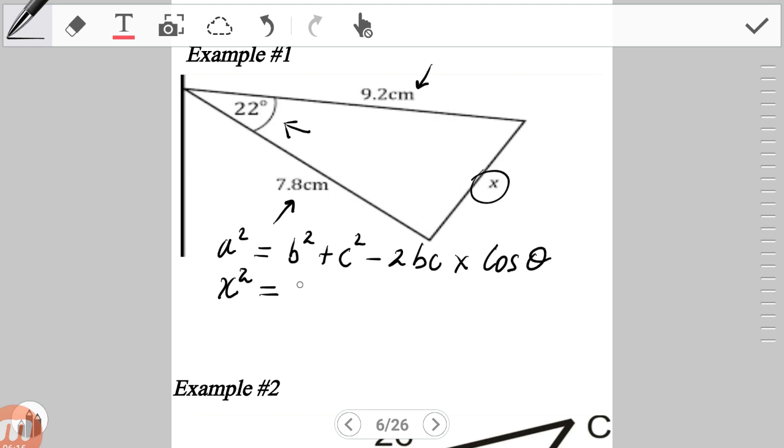So in this case, I can say b is going to be 9.2 squared and c is going to be 7.8 squared. Subtract 2 multiplied by b, which is going to be 9.2, multiplied by c, which is 7.8, now multiplied by the cosine of the angle between, which is 22.